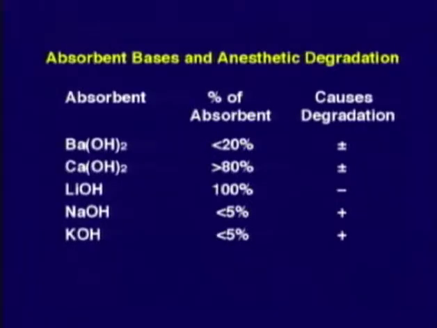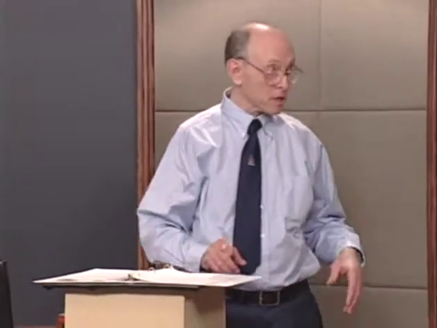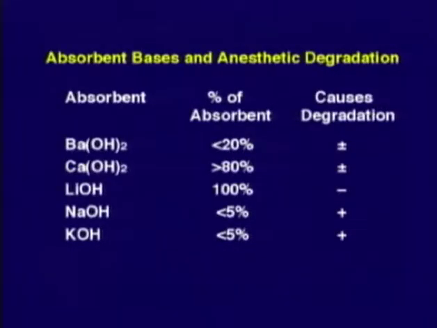But it's the monovalent bases that do most of the degradation, the sodium hydroxide and the potassium hydroxide. So we could eliminate the degradation, or markedly reduce it, if we got rid of those. And that's what's been done in a new absorbent called Absorb. Absorb doesn't contain any sodium hydroxide or potassium hydroxide, and Absorb does not degrade the anesthetics. It wouldn't do what I showed you in the picture a moment ago.